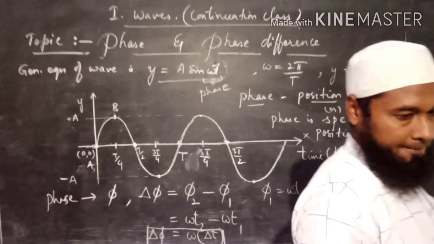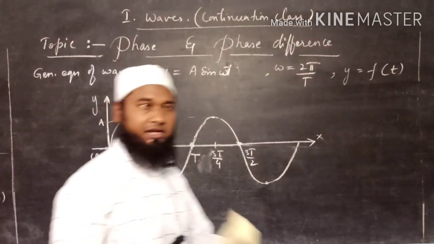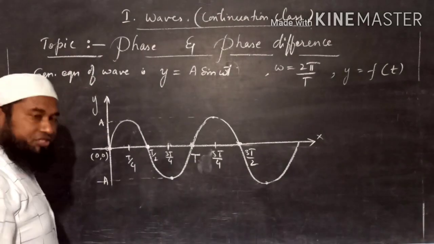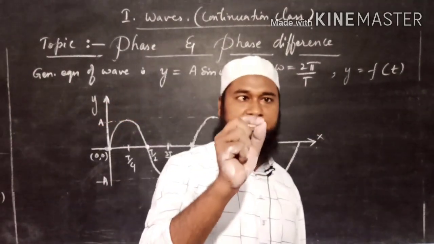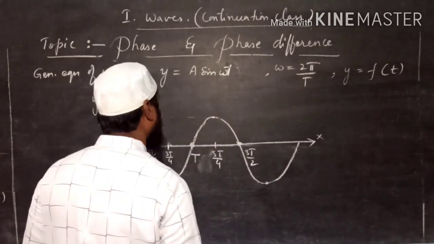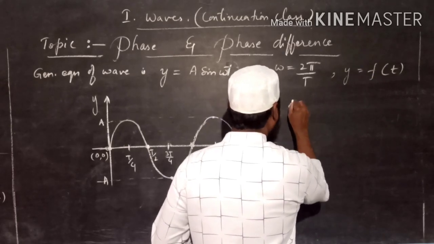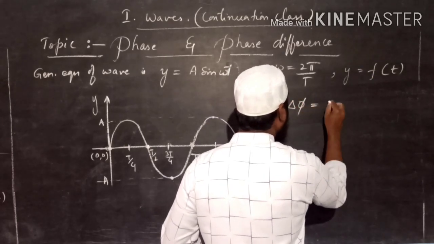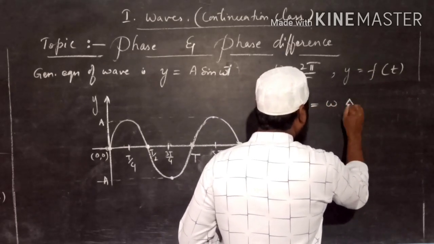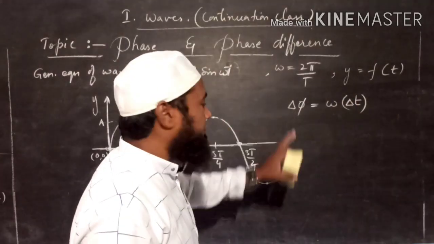Take it out, please. Now let us take one problem based upon phase difference. So what formula did we get for phase difference? We got delta phi is equal to omega into delta t. This is the formula for phase difference.